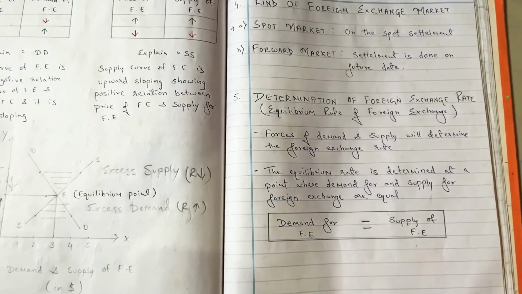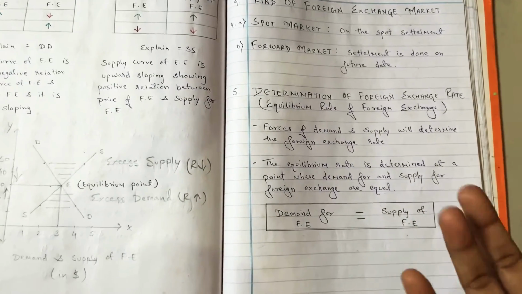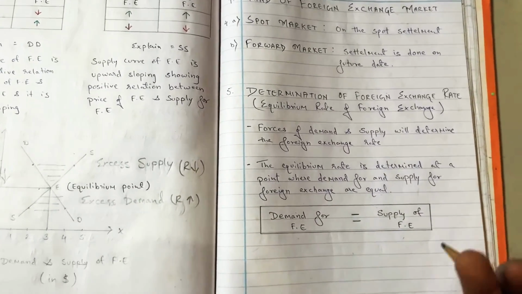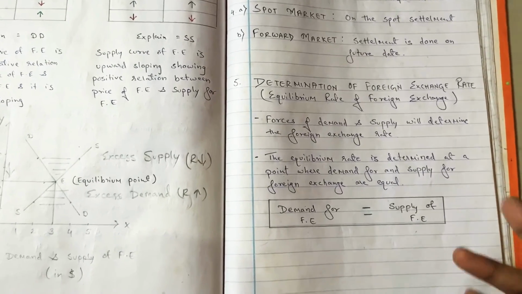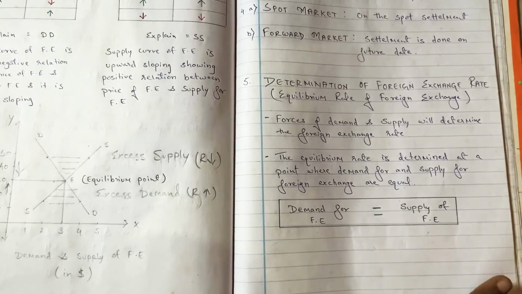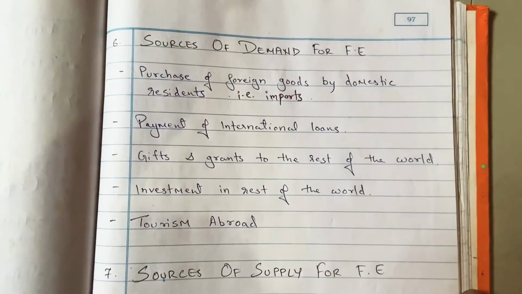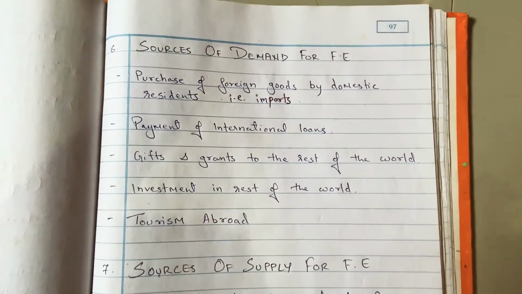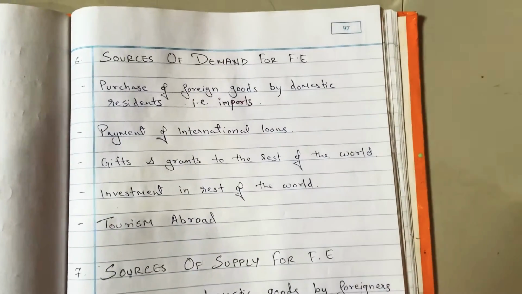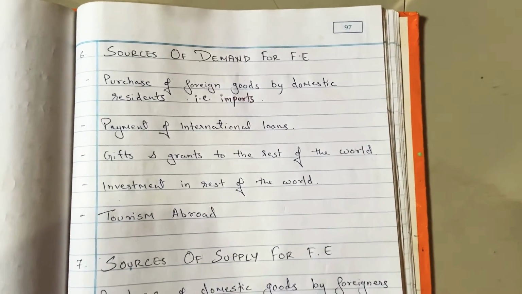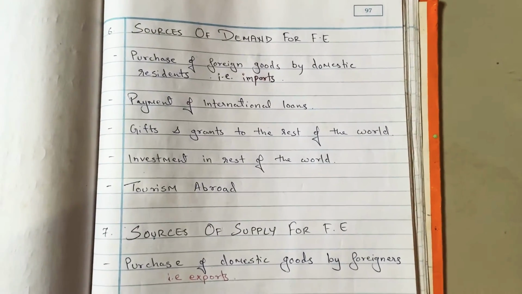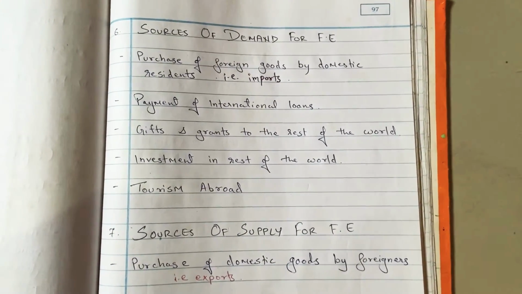Now let us understand what determines the demand and supply, how the demand is there, how the supply is there for foreign exchange in the market. So first we will take these as sources of demand and supply. First there is purchase of foreign goods by domestic residents, that is import, purchase of foreign goods.